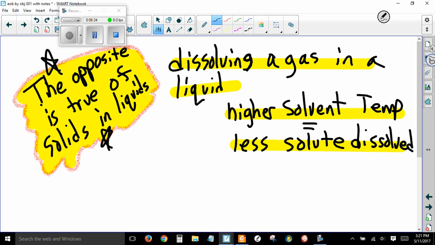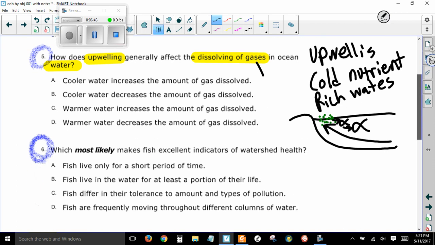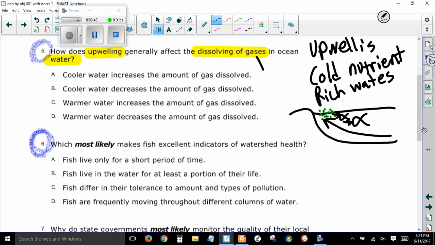If you want to dissolve sugar in water, you heat the water up and you dissolve more sugar than you do at room temperature water. That's how you make fudge. Okay? Now, going back to the question, cooler water increases the amount of dissolved gas.